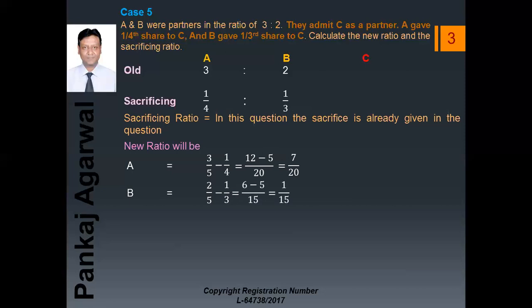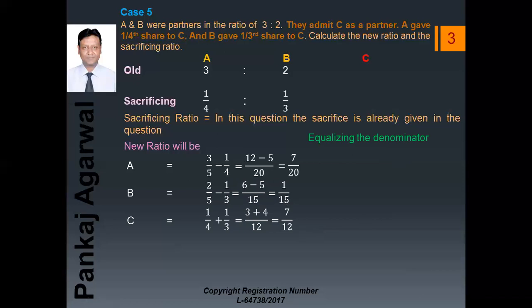Now C's ratio can be obtained by adding the sacrifice of A and B, which is 1/4 plus 1/3. Now it comes to 7/12. Now in this question, the denominators of A, B and C are different, so we will equalize the denominators. The common multiple among them is 60, because in the table of 12 also 60 comes, in the table of 15 also comes, in the table of 20. The LCM will be 60.